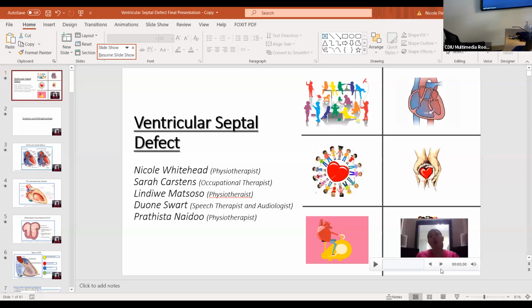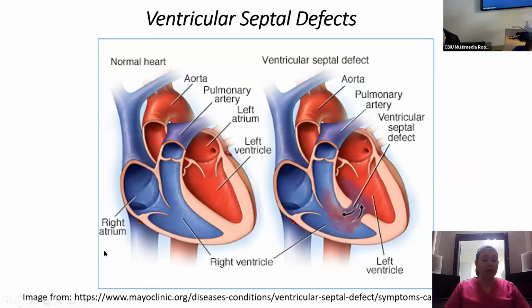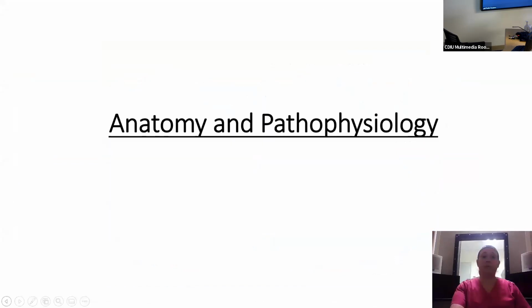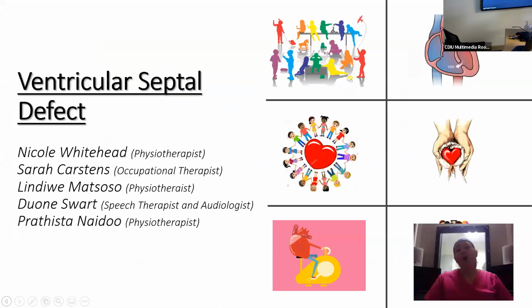We are here for anyone who has questions. Okay, so I'm going to start the slideshow. Incidence of 53 per 10,000 births. It is the most common congenital. Apologies, let me just go back. Okay.